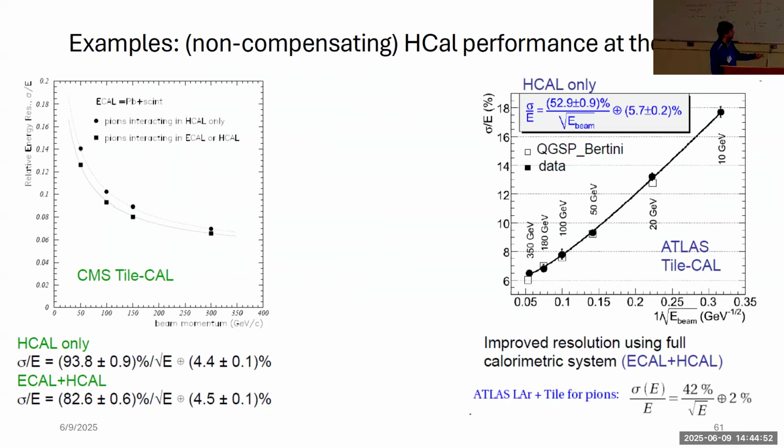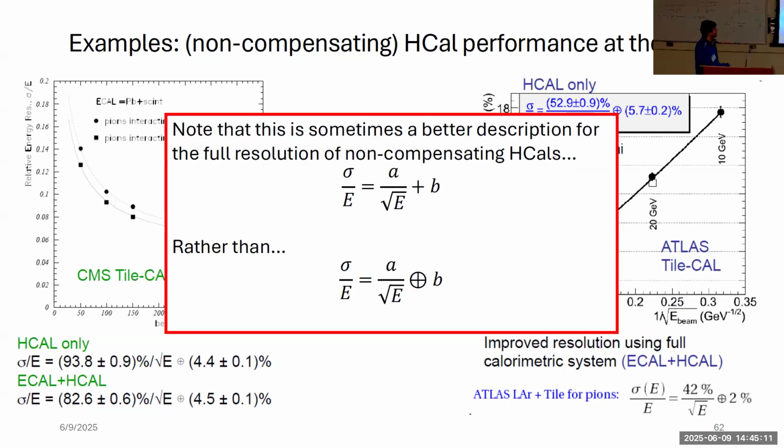So these are examples of some non-compensating HCal performance at the LHC. This is basically for CMS, and this is for ATLAS, and you can see some of the resolutions. You can see that they tend to be worse than for the compensating calorimeter at ZEUS. Okay, so this is resolution.